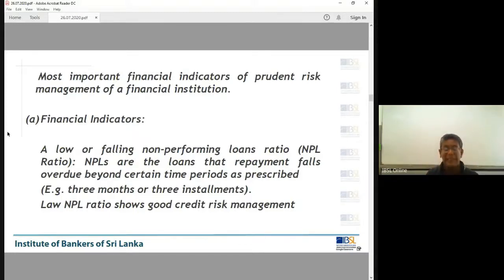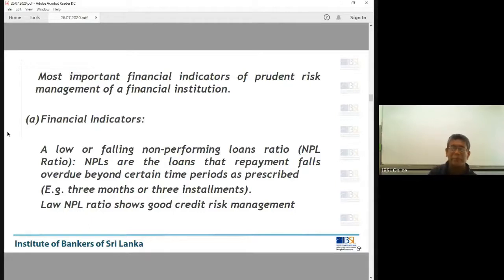Technically, we say that if the bank maintains or prudently manages its risk, it is considered to be a good bank. That means you are not having any problem. If a bank is managing risk prudently, that bank is a good bank. Not because it gives a high interest rate, not just because it provides better service. No, technically, a good bank is one that manages its risk prudently.